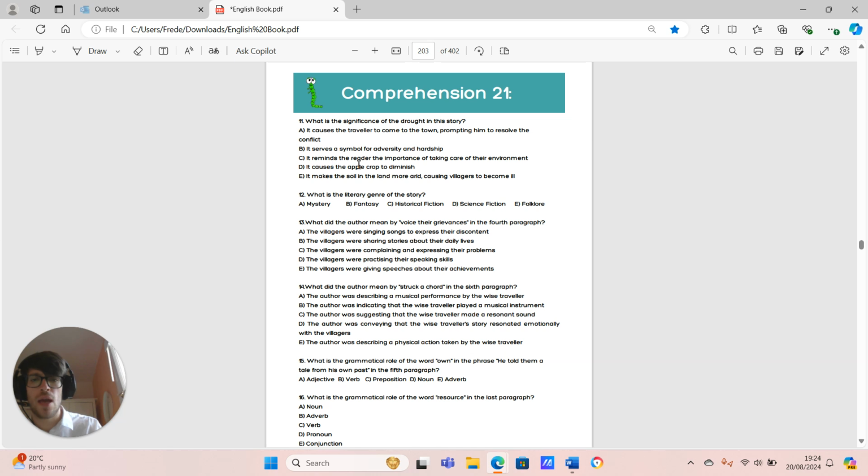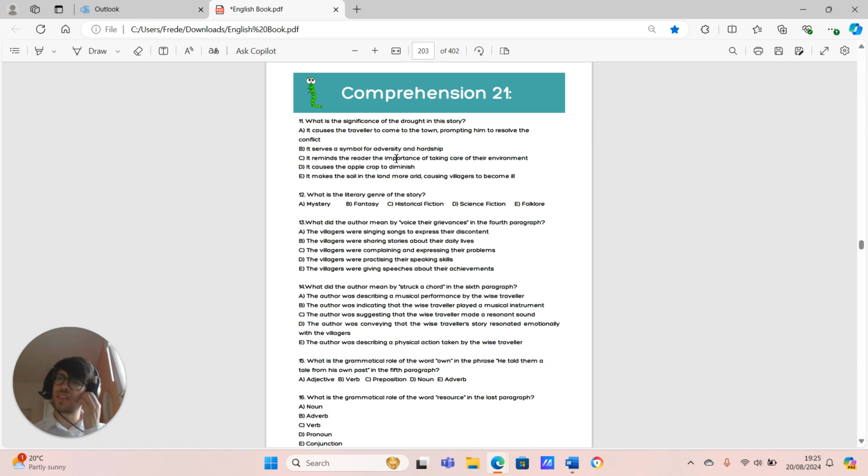We'll come back to that. It reminds the reader of the importance of taking care of their environment. This isn't a bit of writing about climate change or anything. It caused the apple crop to diminish. It did, but is that significant necessarily? Is that the main significance of the drought in the story? Because it also caused some waters to dry up, but D doesn't mention that. It makes the soil and the sand and land more arid, causing villagers to become ill. It never mentioned them becoming ill.